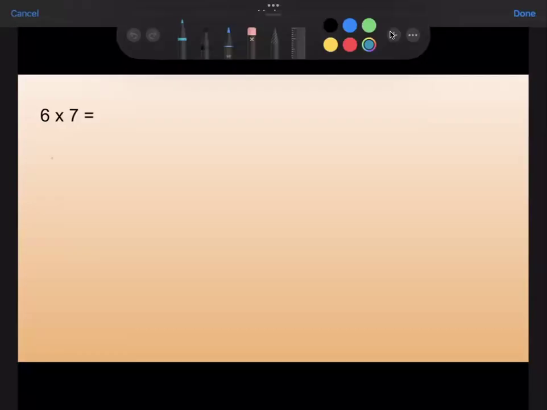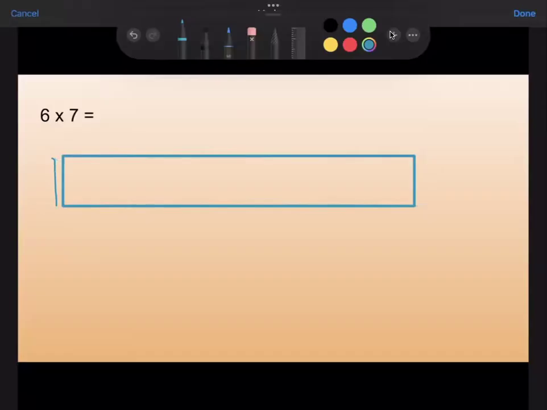We know that there's going to be 7 groups. So I'm going to go ahead and make a long bar and then break it into 7 pieces so that I have a space for each group. So 1, 2, 3, 4, 5, 6. So I broke it into 7 groups. And then I'm going to put the other number, the 6, in each group.